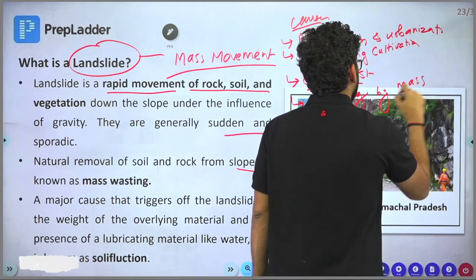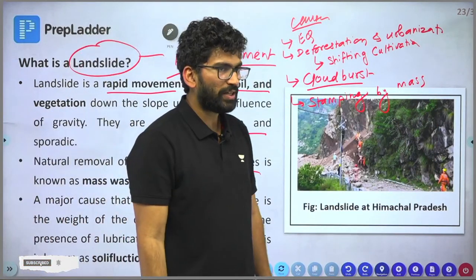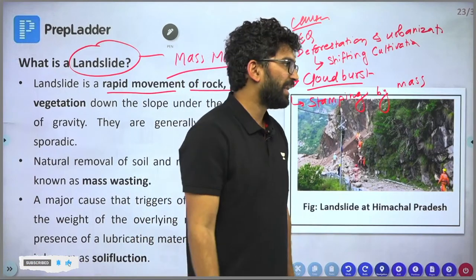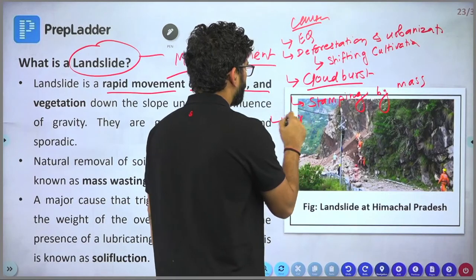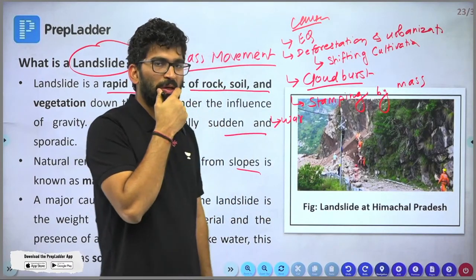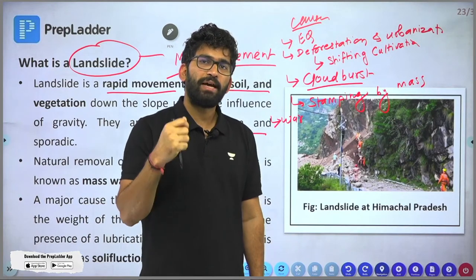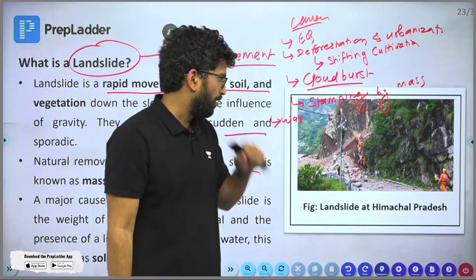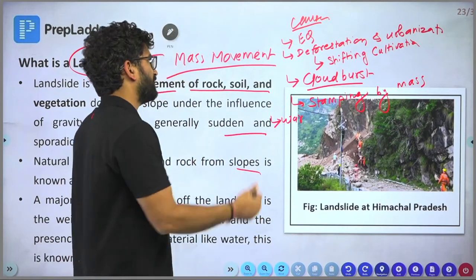Large scale stamping by the masses, a huge number of people stamping together along mountainous terrain, can always cause landslide. For that matter, warlike situations, so let's say on the border some firing is done, because of that, vibrations may get created within the surface. These vibrations can also result in landslides.